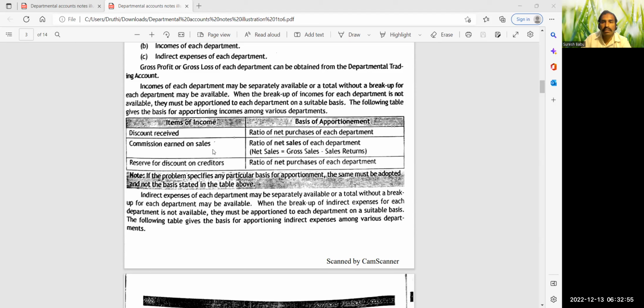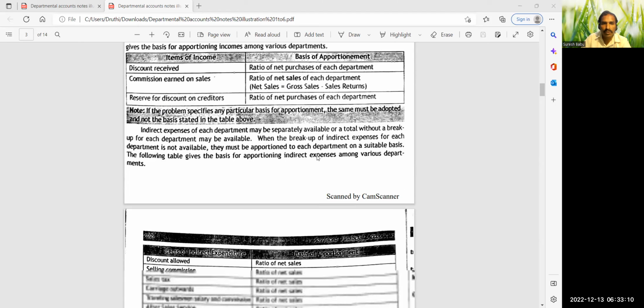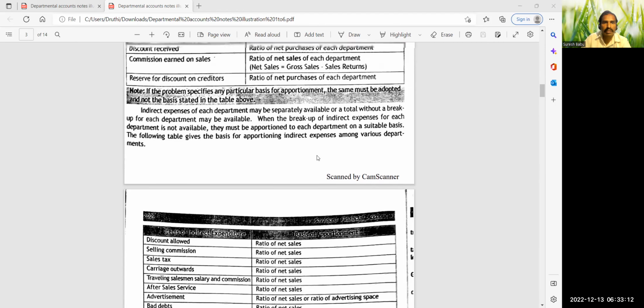Then commission earned on sales. So this is ratio of net sales of each department. Net sales means gross sales minus sales returns. Then reserve for discount on creditors, ratio of net purchases. So you should be able to remember.